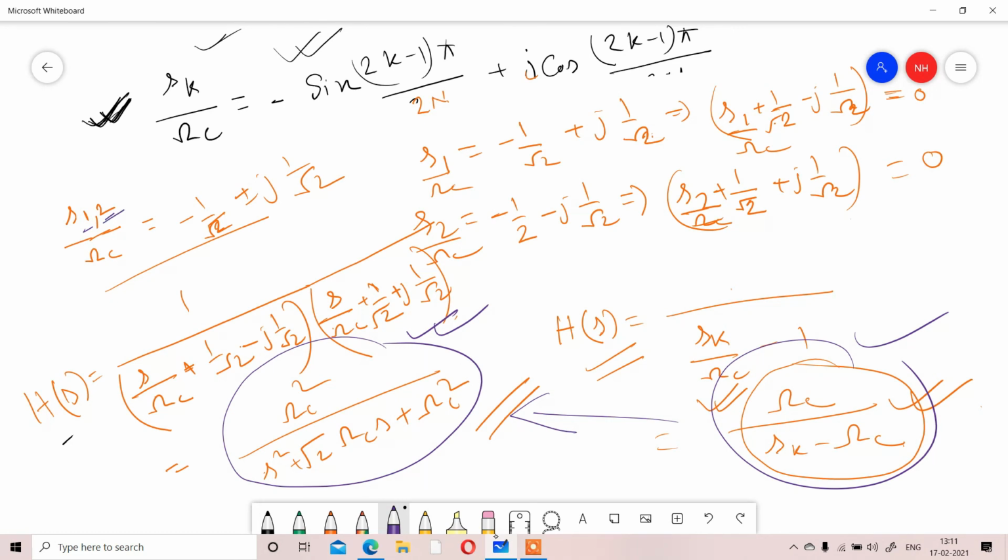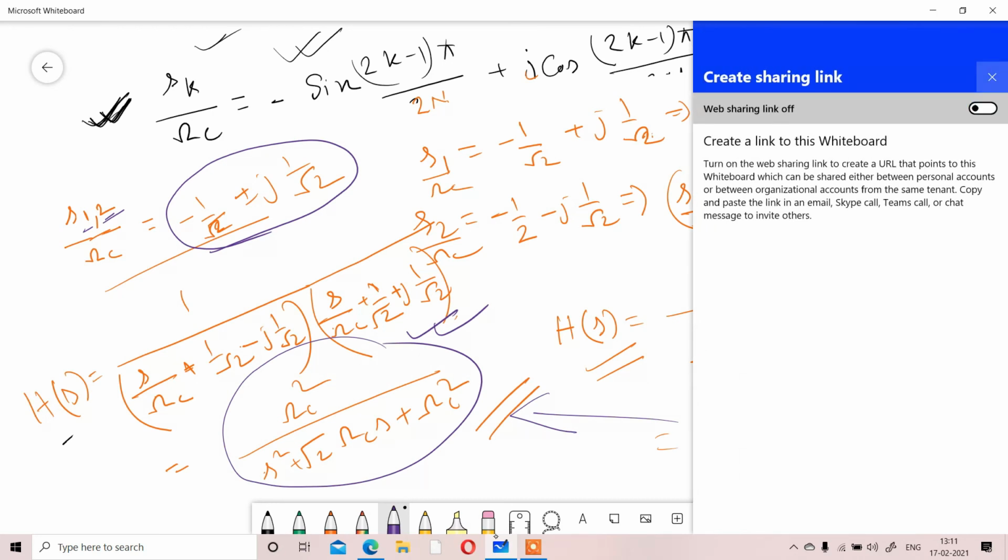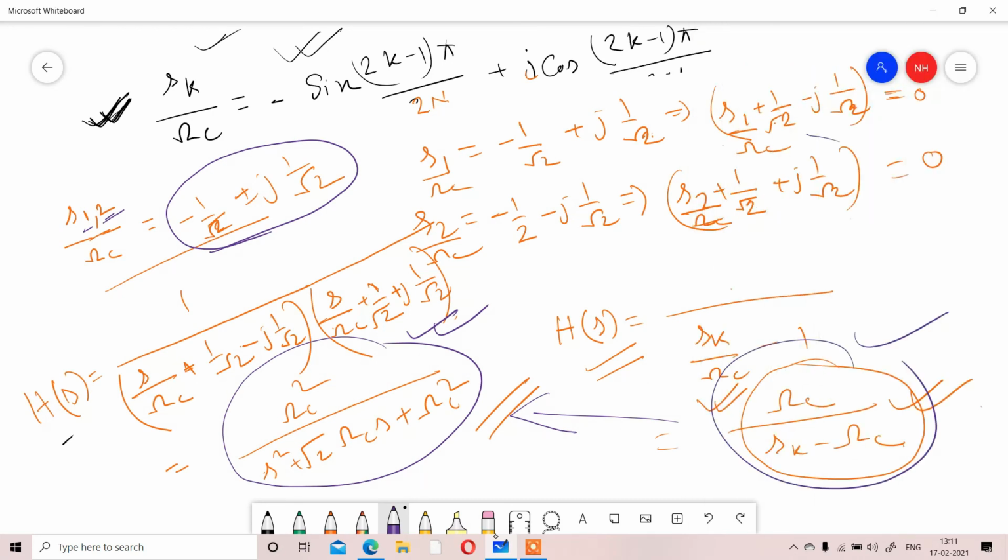For s1, what is n? n equal to 2, for second order n equal to 2. s1 will be k equal to 1, s2 will be k equal to 2. So for this case you will get the result like that. The first value will be this one, and the second value will be this one. So these two parameters will be the two denominators for two different poles. Two different poles you are getting here.